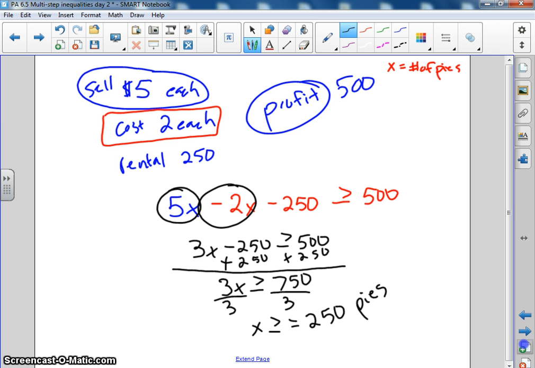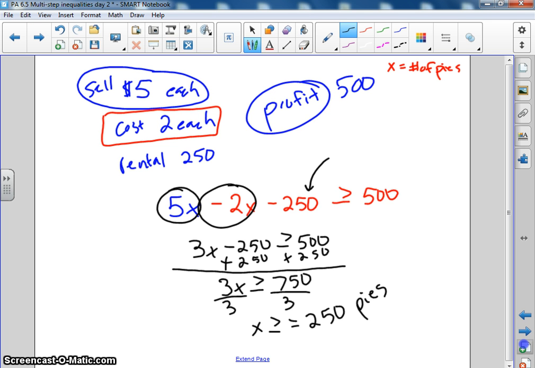Okay, so not very much profit there. Once you started getting past that 250 point, your profit would start going faster and faster. But we had to pay for that booth rental. So getting to that booth rental made us need a lot of pies to start with. But then once we get that going, then we can start making more money.